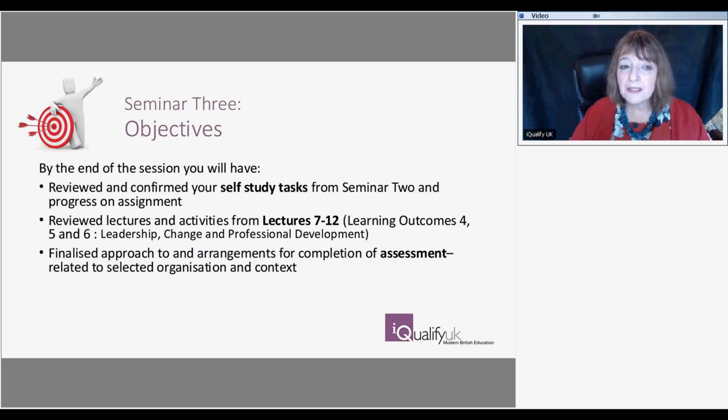Now, the objectives of this session is that you will have first of all reviewed and confirmed your self-study tasks for seminar 2 and the progress on your assignment. And you will have reviewed lectures and activities from lectures 7 to 12, learning outcomes 4, 5 and 6. And then finalised approach to and arrangements for completion of your assessment related to your selected organisation and its context.